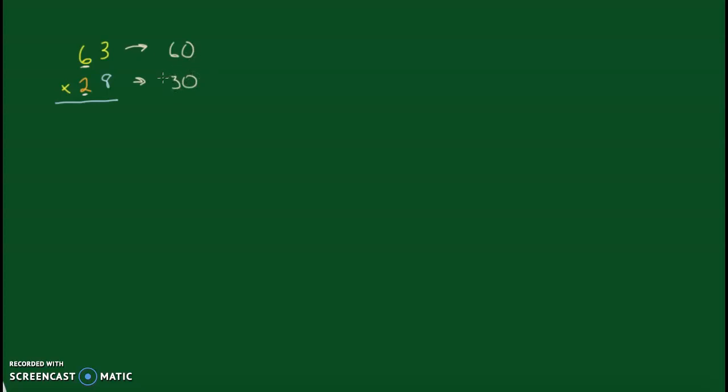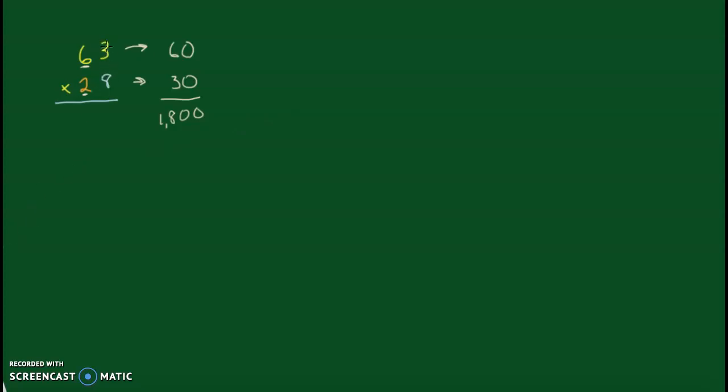Then we can multiply those two together. We have 2 zeros, so we're going to put 2 zeros in our answer. 6 times 3 is 18. So our estimate is about 1800. Now let's go ahead and find the actual answer.